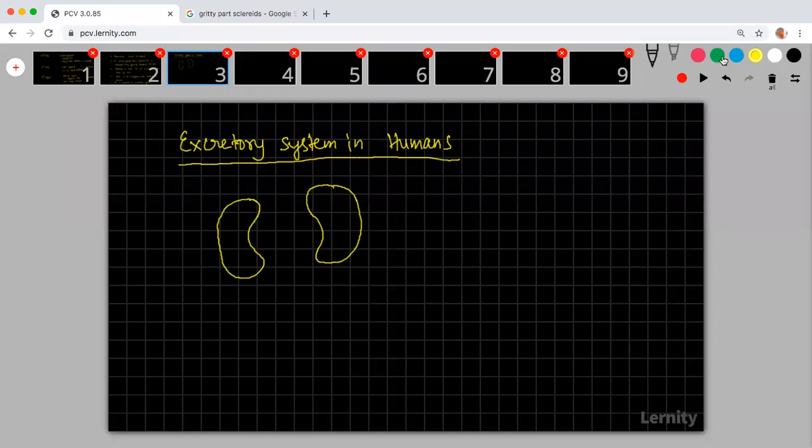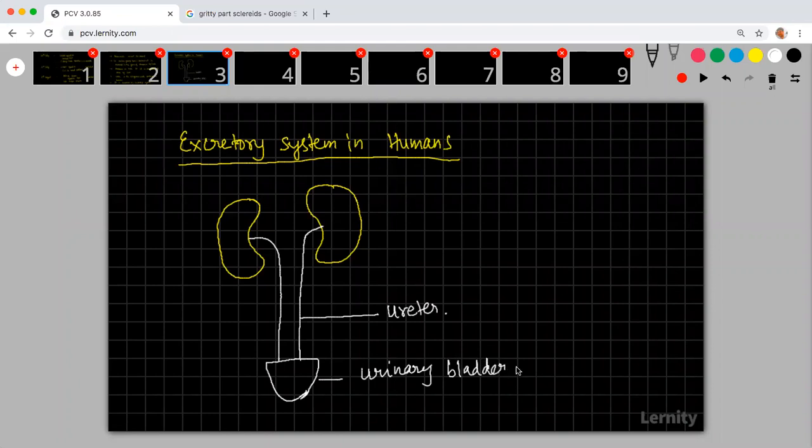Okay, and then you have a pipeline coming out of it, either of them, which we call it as ureter, which will take you to urinary bladder, and then from urinary bladder you have a pipeline which we call it as urethra, and the urethra has a opening which we call it as urethral orifice.